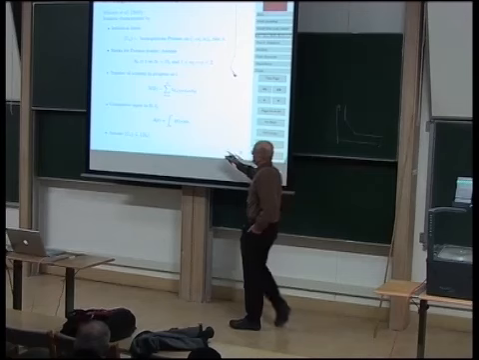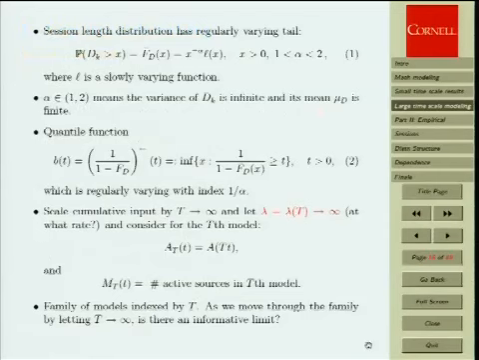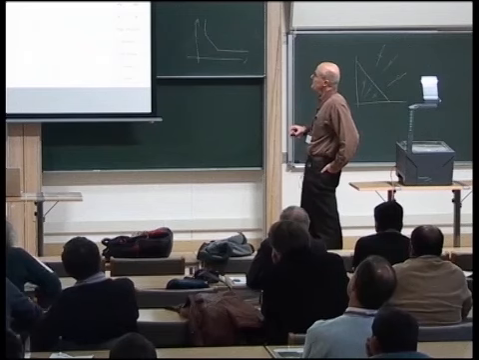And then the cumulative input becomes the integral of the rate. All right, and I'm assuming that session durations, or session sizes, are independent of the arrival times. So as before, I'm assuming that I've got a heavy tail here, Pareto type tail. The alpha is between 1 and 2. The variance is infinite, but the mean is finite.